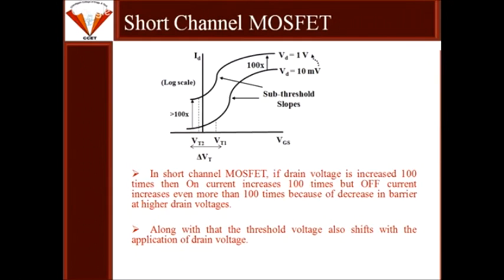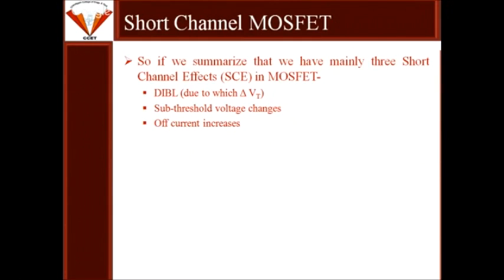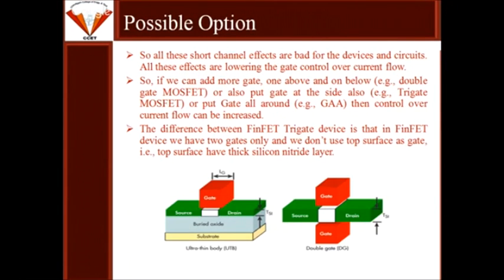So if we summarize, we can say that there is a DIBL effect, that is drain induced barrier lowering. It means the barrier is lowering because of the application of the drain voltage. The sub-threshold slope is changing, and the off current is increasing. Off current increasing means the leakage current is increasing. So what are the possible options if we do not want such undesirable characteristics?